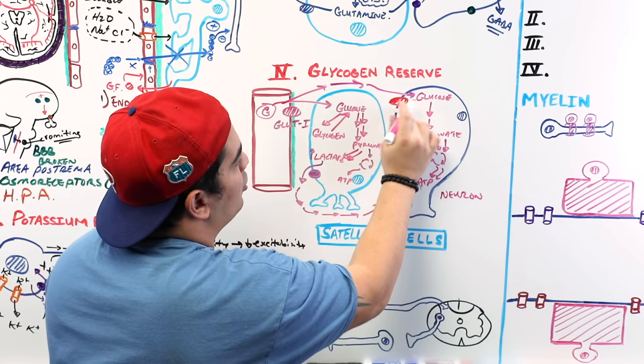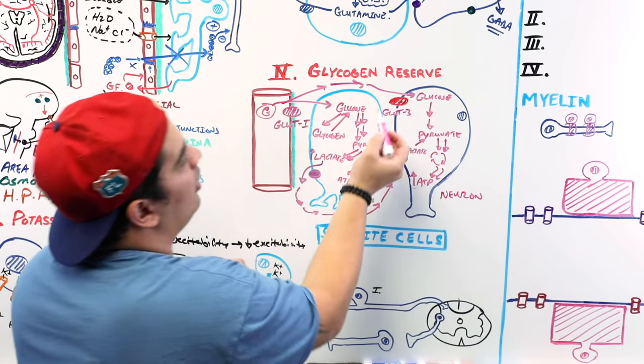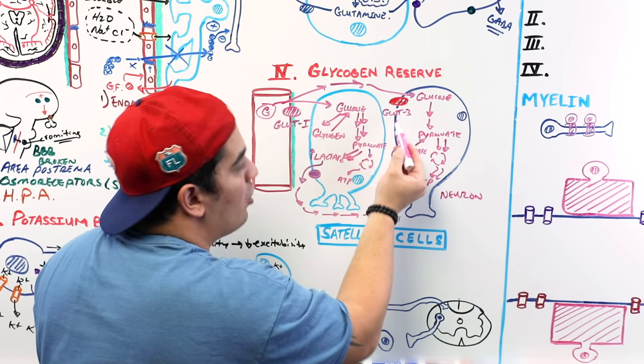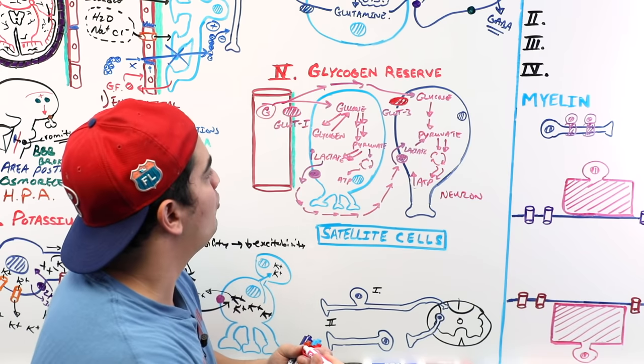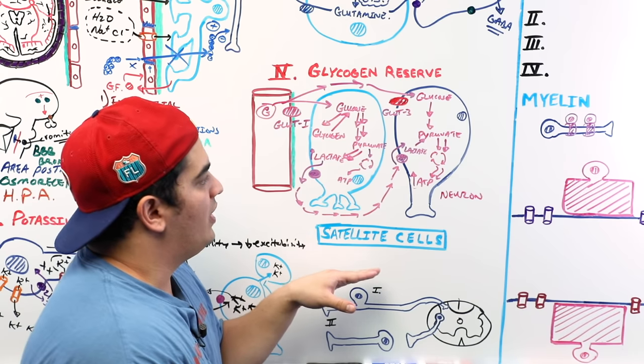How? There's a special transporter here called a GLUT3. So when we talk about GLUT transporters on the blood-brain barrier, it's one. If it's on the neurons, it's three. All right, cool.